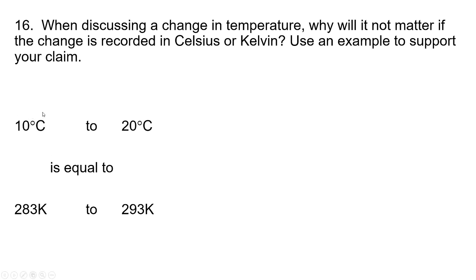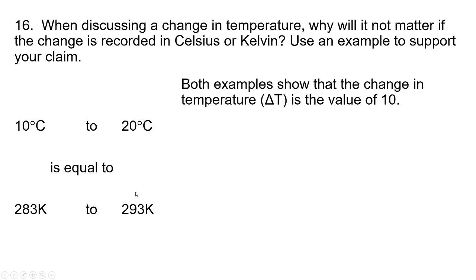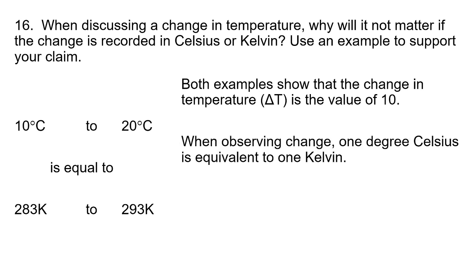Here we have a difference of 10 degrees Celsius. Here we have a difference of 10 Kelvin. If we convert these to like units, you'll find that 10 degrees Celsius is equal to 283 Kelvin, and 20 degrees Celsius is equal to 293 Kelvin. So both examples show that the change in temperature, or delta T, oftentimes in this class you'll see change referred to as the Greek delta, is the value of 10. When observing the change, 1 degree Celsius is equivalent to 1 Kelvin.